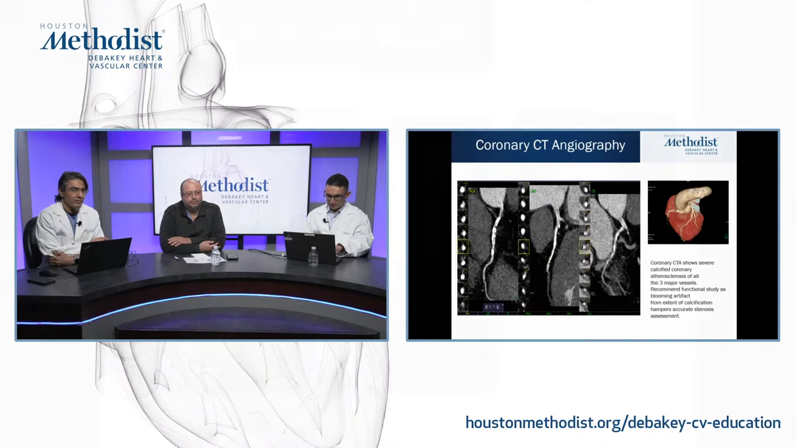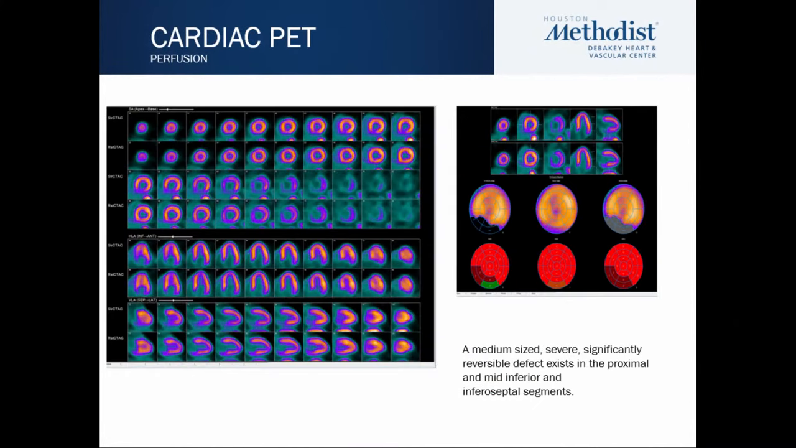Yeah, so this patient came to our lab for a cardiac PET. Again, you can see the rest imaging, and he had relatively normal perfusion at baseline, although there is some minor perfusion defect in the basal inferior wall. This defect clearly becomes significant with stress imaging, with a large perfusion defect in the basal to distal inferior wall, corresponding to an RCA territory.